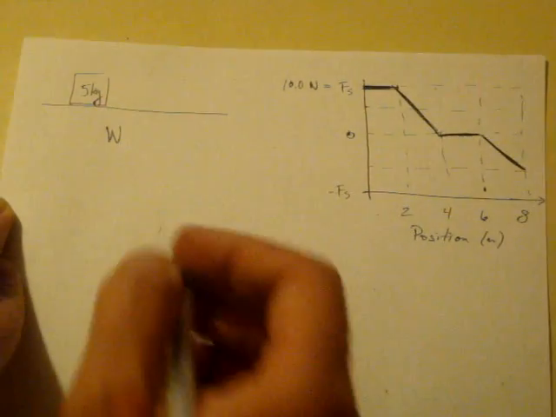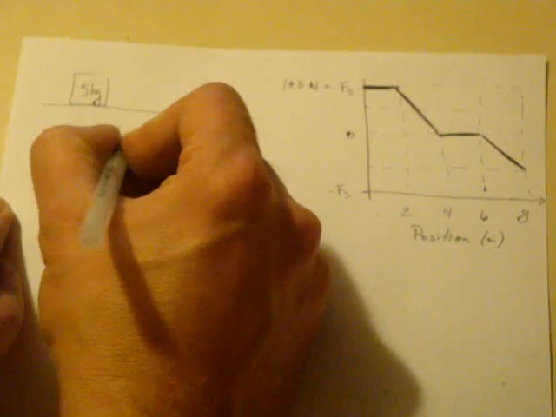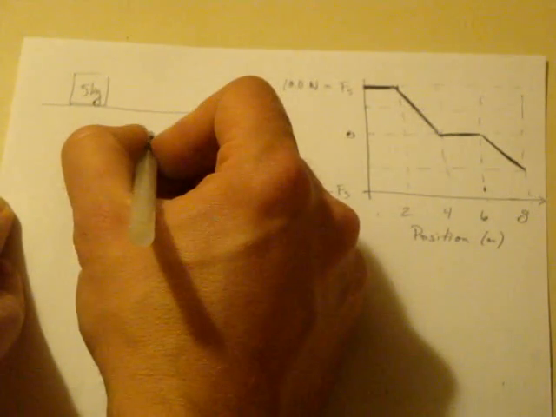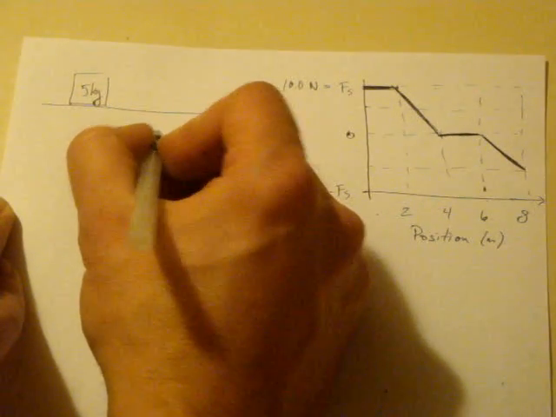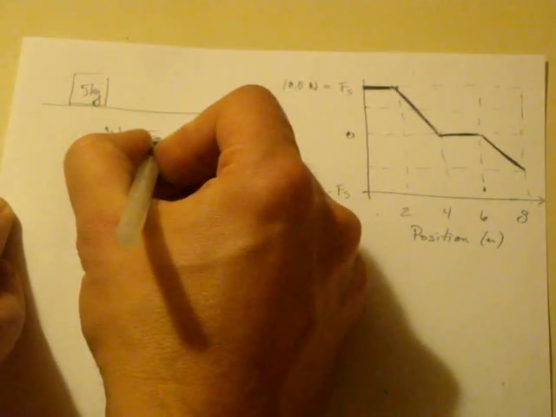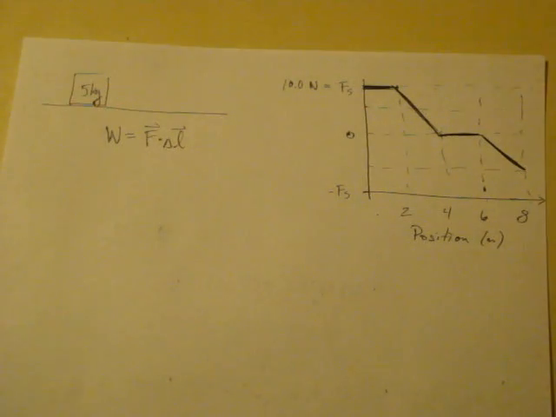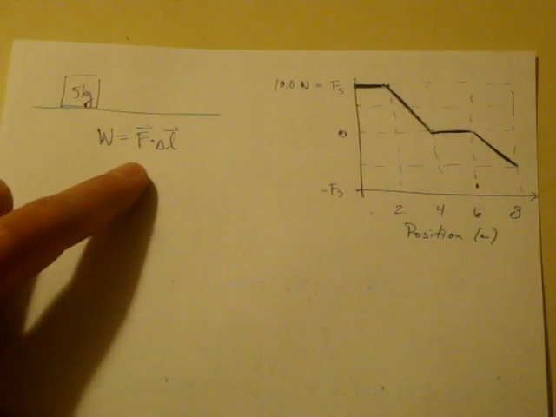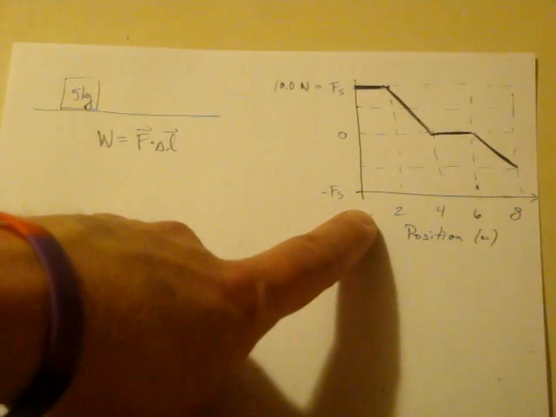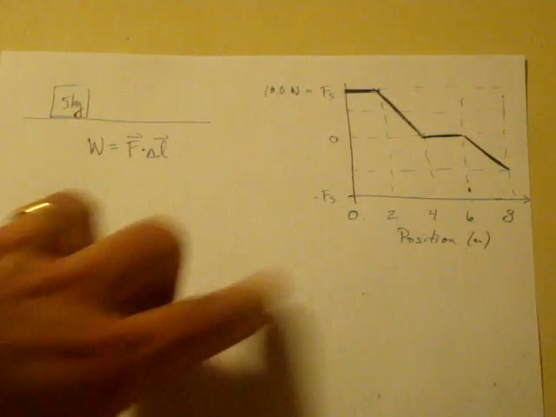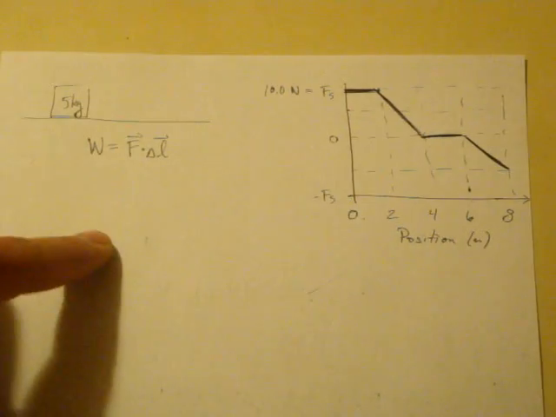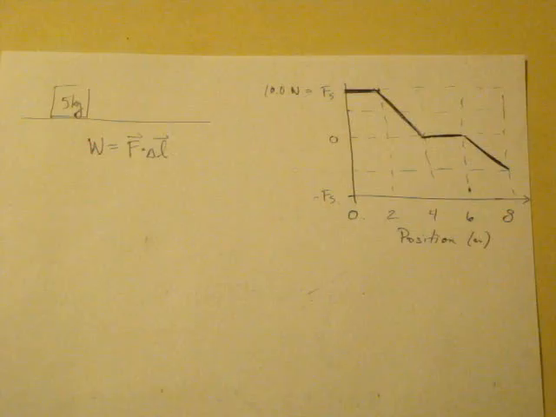Something that you might do initially is write down that the work is equal to the force times the displacement, the scalar product of the force and the displacement. One problem with this is that it is true if the force is a constant force, but we obviously have a variable force here, and the question asks us for the amount of work done from 0 meters out to 8 meters. And the force obviously changes over that time.